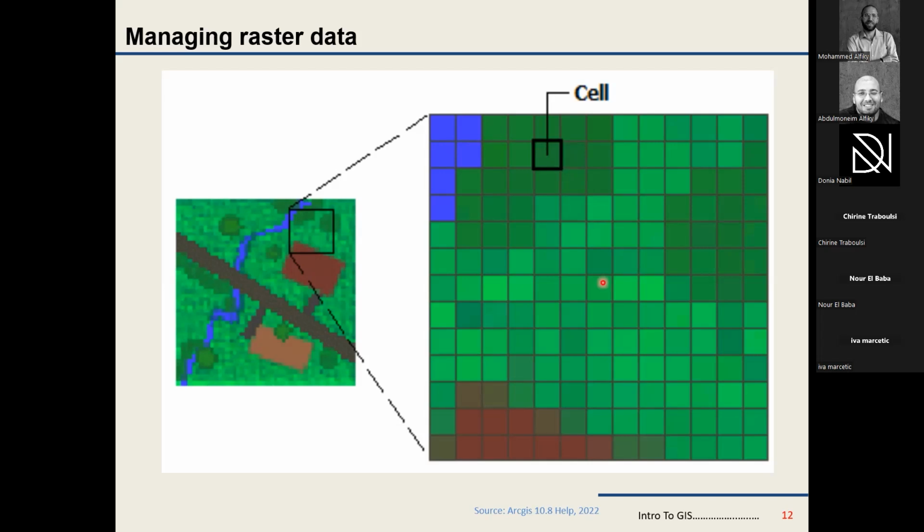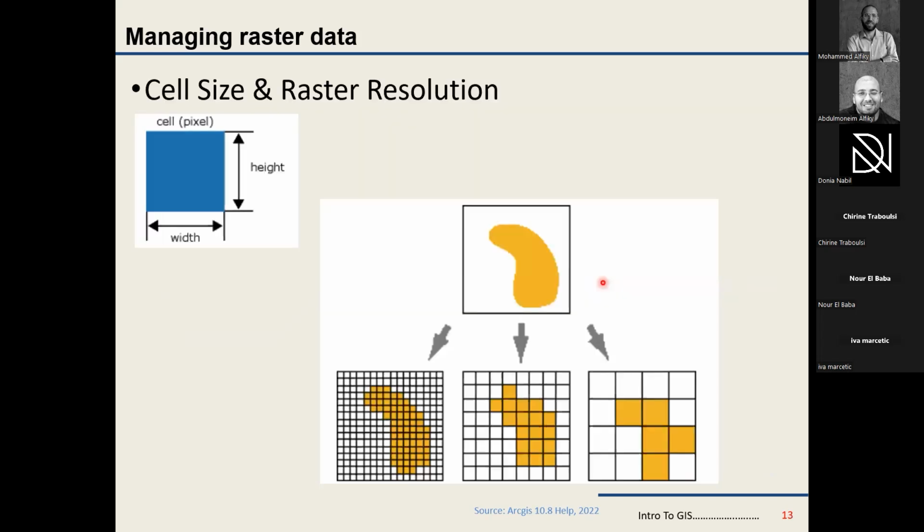Raster data, of course, will come with a raster resolution. And how do we calculate this raster resolution? It's basically what we call the cell size. The smaller the cell size, the higher the resolution that we have. So if we look at this polygon here, let's say this is a polygon for a pond or a small lake, and we're turning that from vector data, from a polygon, into raster data.